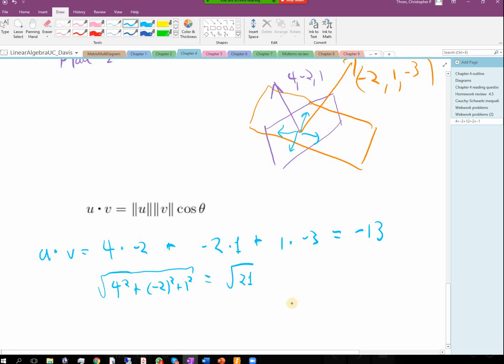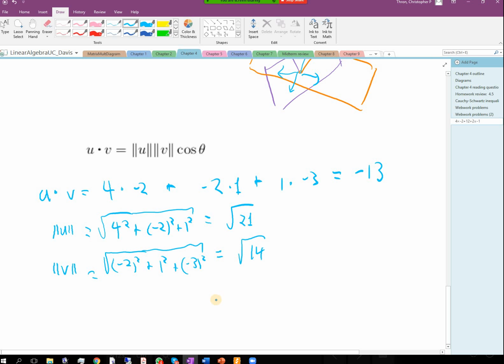And then the similar operation for b: square root of (-2) squared, 1 squared, (-3) squared. That's 14, I think. And this was u, and this was v. So now what do I do?